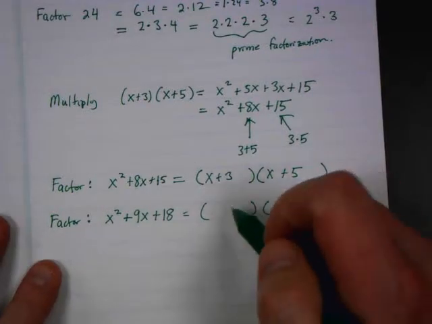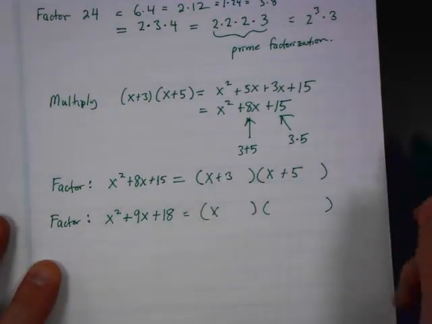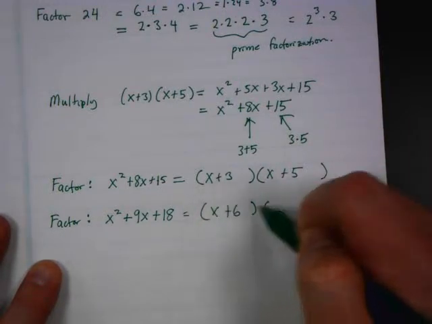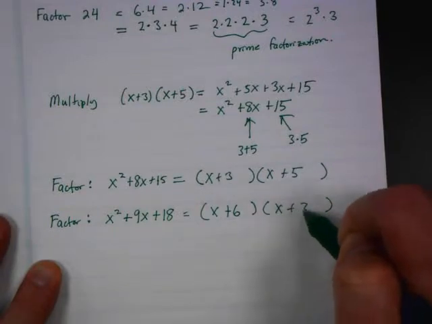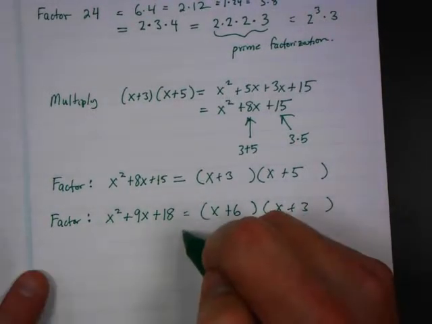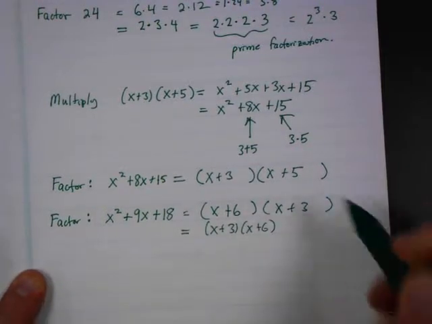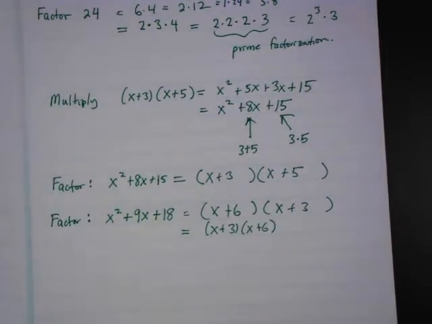6 and 3. Does it matter if I put x plus 6 first or x plus 3 first? Let me ask you. I don't think so. Does the lowest one always go first? Doesn't matter. If I want to write x plus 6, x plus 3, that's okay, because that's exactly the same as x plus 3, x plus 6, because I'm multiplying. If I'm multiplying, I can switch order any way that I like. Okay, questions on that one?